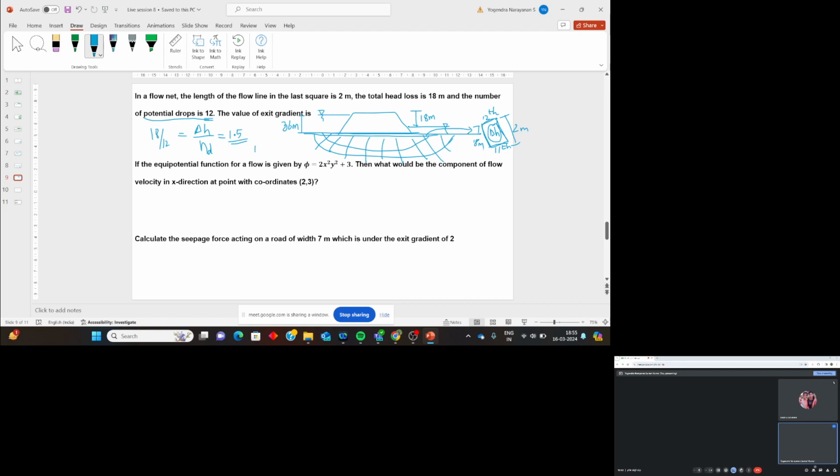Now you got this point. The fundamental definition of i is delta H by L, the seepage length. Now that box is 2, so 1.5 by 2 is 0.75. That is the exit gradient. Okay, sir. Understood. 0.75, see, i has no unit.